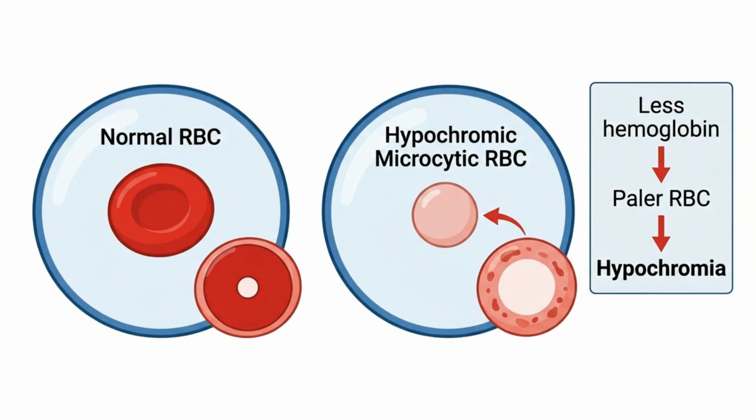At the same time, reduced hemoglobin synthesis means that each red blood cell contains less hemoglobin. Under the microscope, these cells appear paler, with increased central pallor. This appearance is called hypochromia. Together, iron deficiency produces microcytic hypochromic anemia.